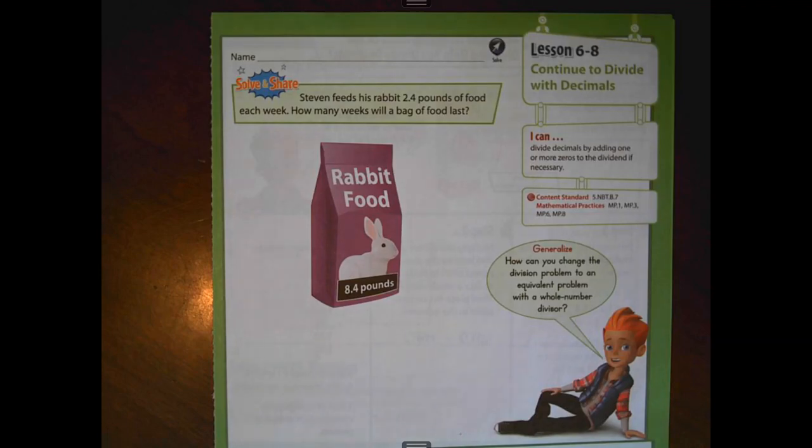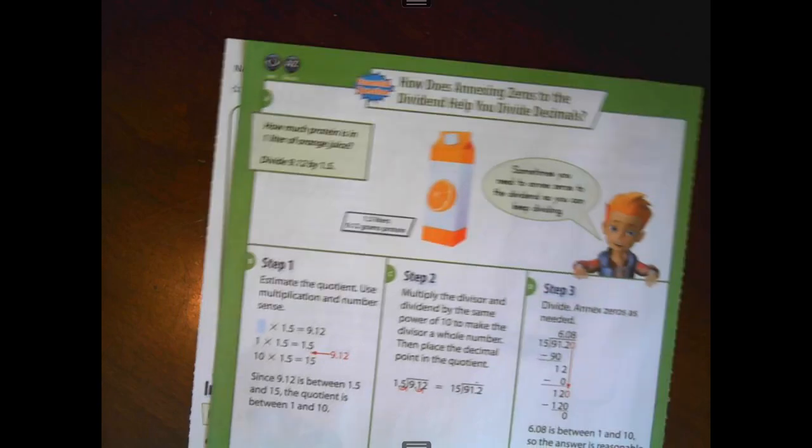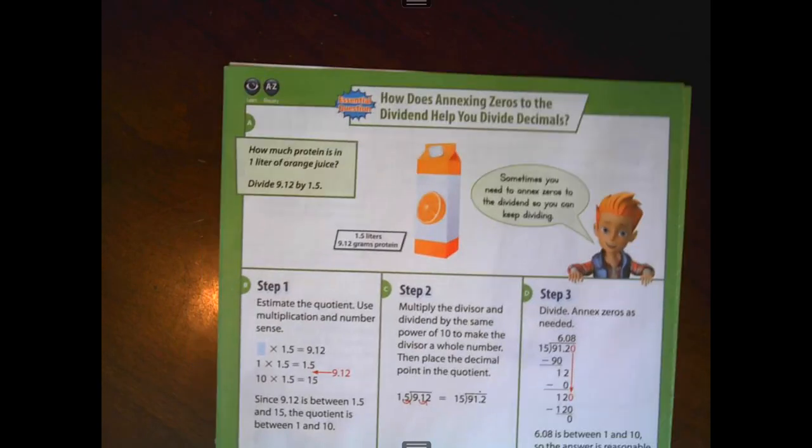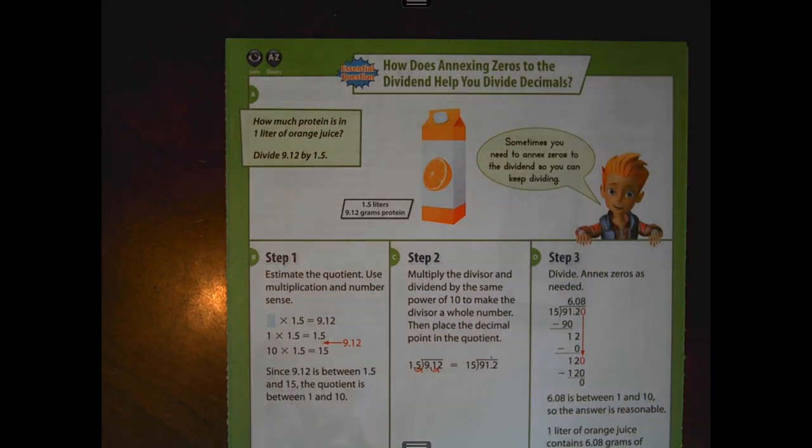Today we're going to finish up our unit on dividing decimals with lesson 6-8, continue to divide with decimals. We're actually going to begin on page 343. If you don't already have it, grab your textbook and a couple sheets of graph paper and a pencil. All right. Our guiding question today is, how does annexing zeros to the dividend help you divide decimals?